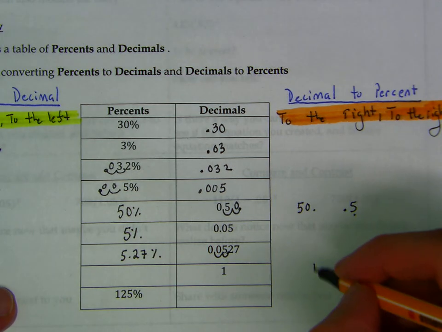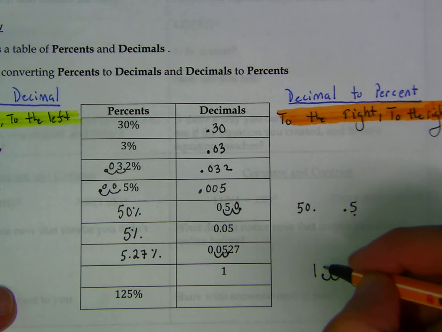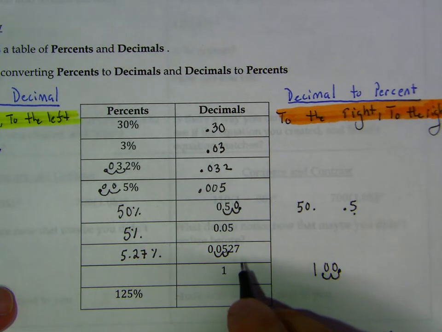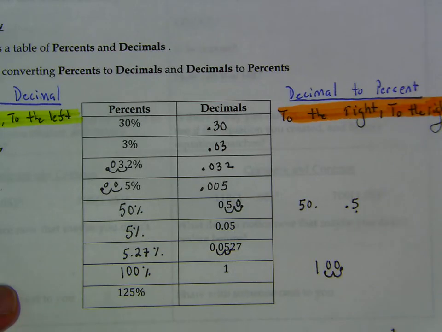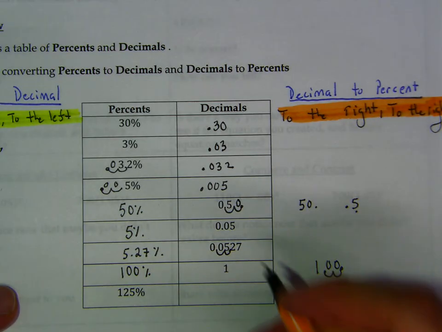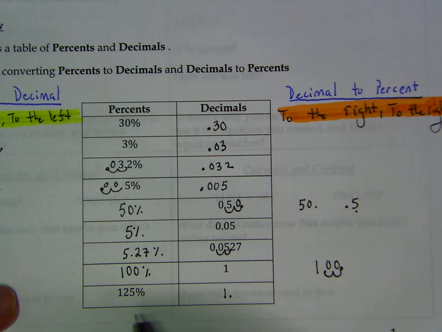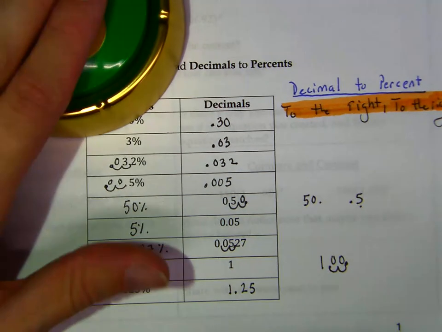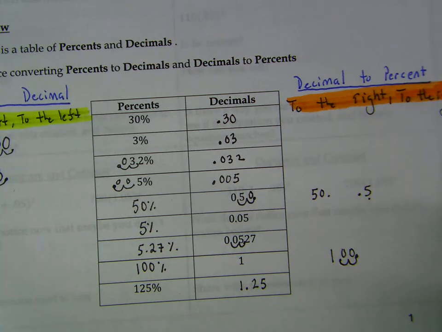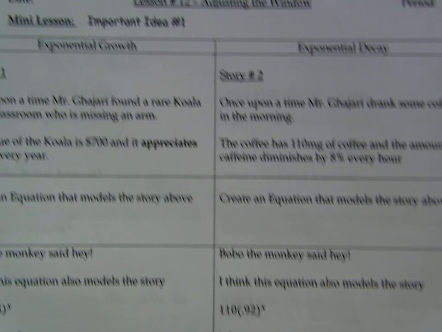If I have 1, the decimal is right here. So if I go right, right, 1 is 100%. 125% will be 1.25. Okay? Let's go. Let's keep the momentum going. Turn the page.